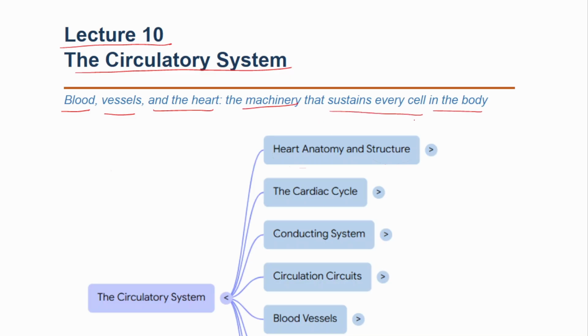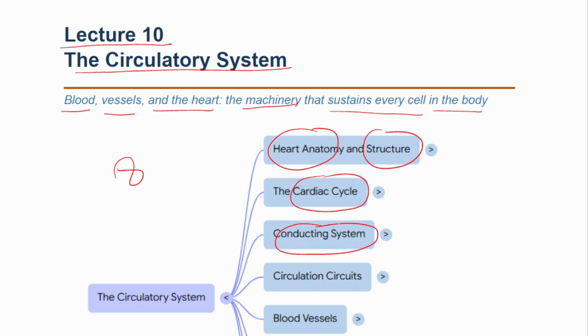To master this high-yield IMAT topic, we have broken down our roadmap into 8 essential subtopics that you must know inside and out. Our journey begins with heart anatomy and structure, where we will examine the muscular walls, chambers, and valves that dictate unidirectional blood flow. From there, we transition into the cardiac cycle, mapping out the precise mechanical phases of systole and diastole. Of course, the heart cannot pump without an electrical trigger, which brings us to the conductive system, the specialized myogenic tissue coordinating the rhythmic heartbeat.